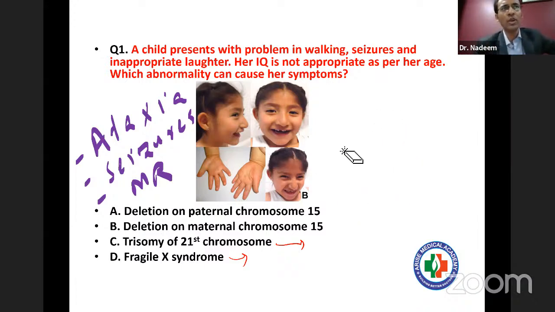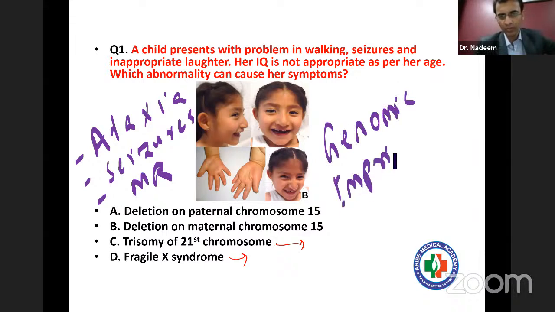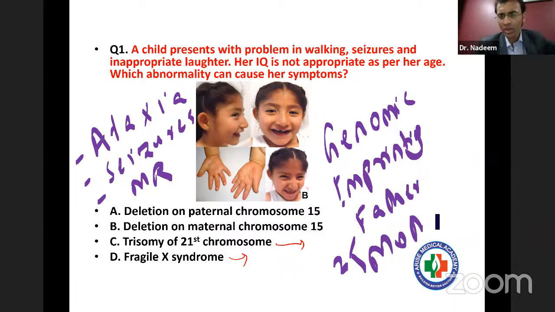I hope you remember genomic imprinting. What is this genomic imprinting? Usually, a person will get how many alleles? Two alleles will be received by a person, one from father and one from mother for a character, right? So both alleles are supposed to be there in a person. But in some conditions, one allele will be silenced. This is called imprinting.